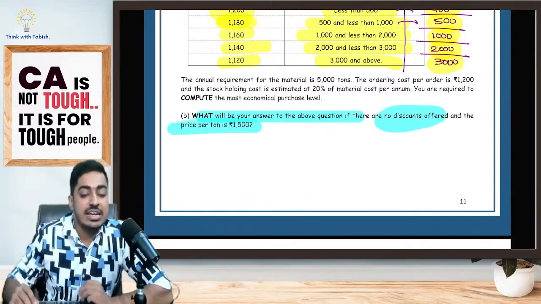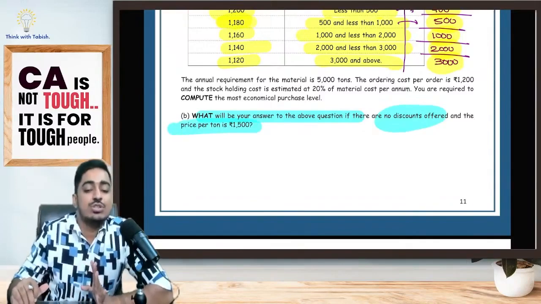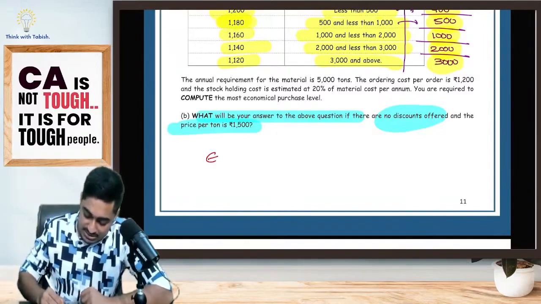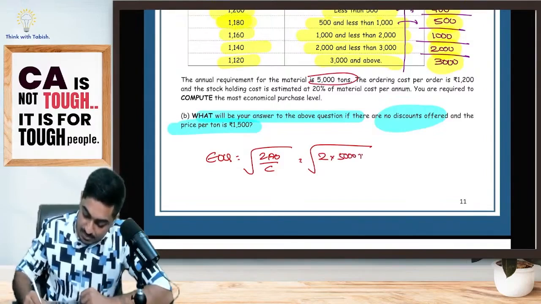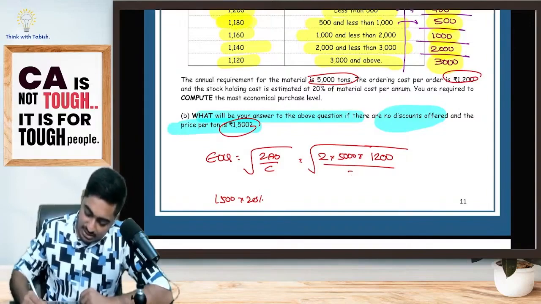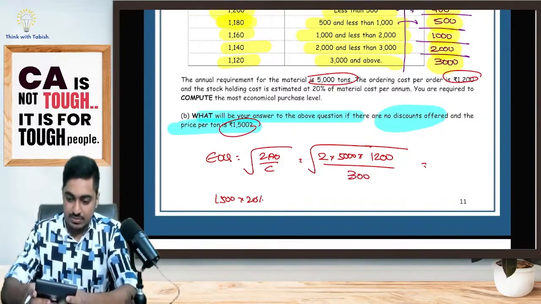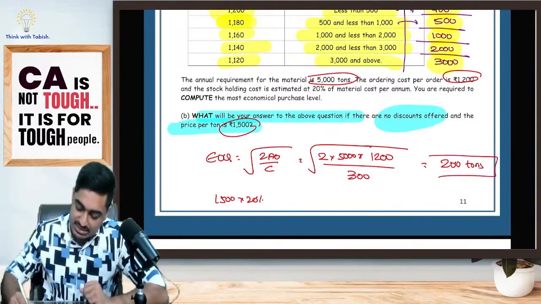Tell me, students, if supplier is not giving me any discount, am I having any of these tensions? How do I calculate the most economic point? EOQ. Formula is there. Yes or no, everyone? I will do it here only. EOQ is square root of 2AO divided by C. Square root of 2 into annual demand is 5,000, ordering cost is 1,200. Carrying cost, every item I am buying at 1,500, so 20% of that, 300. So 2 into 5,000 into 1,200 divided by 300. Is it 200 units? Sorry, 200 tons. Answer is in terms of tons.